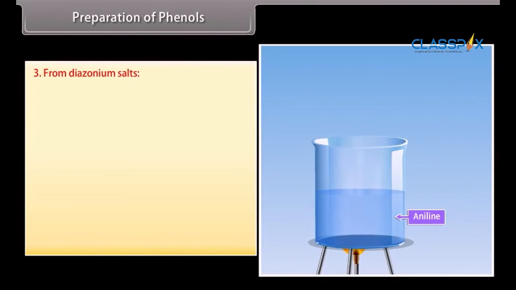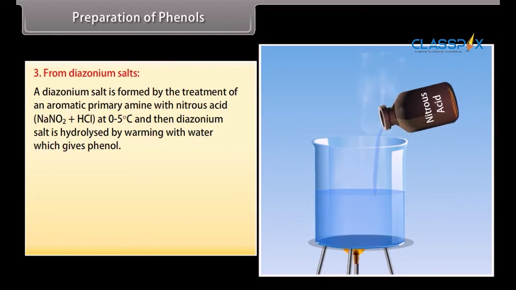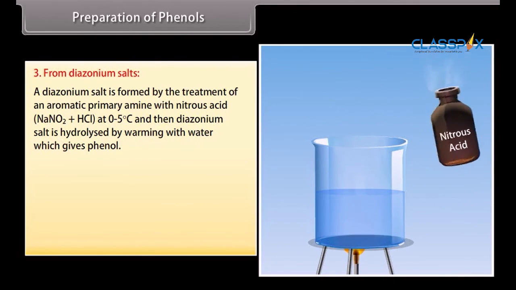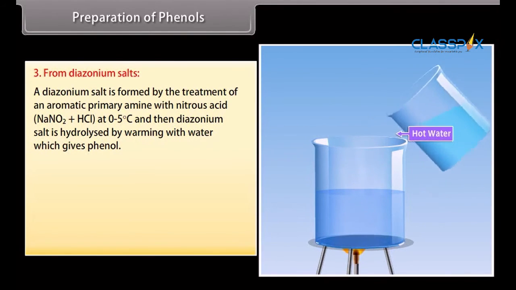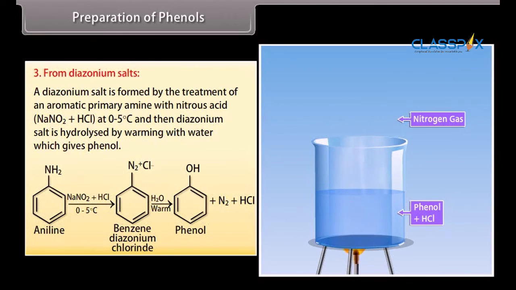Preparation of phenol. From diazonium salts. A diazonium salt is formed by the treatment of an aromatic primary amine with nitrous acid at 0 to 5 degrees Celsius, and then the diazonium salt is hydrolyzed by warming with water, which gives phenol. Aniline is treated with nitrous acid at 0 to 5 degrees Celsius, forming benzene diazonium chloride, and then by adding warm water it forms phenol, nitrogen and hydrochloric acid.